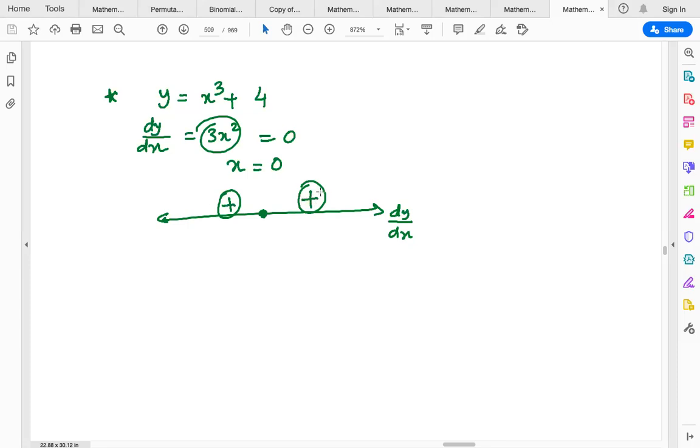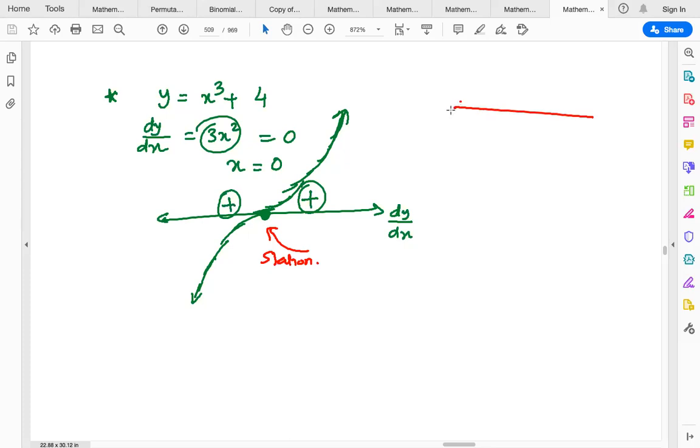So in this case, the function is actually like this: it's increasing, it's stationary for some time, and then again increasing further. So when you're here, it is increasing and then again increasing. So this is referred to as a stationary point of inflection.